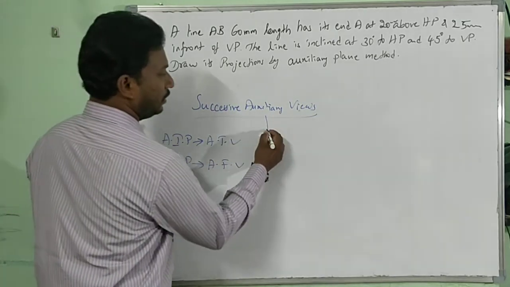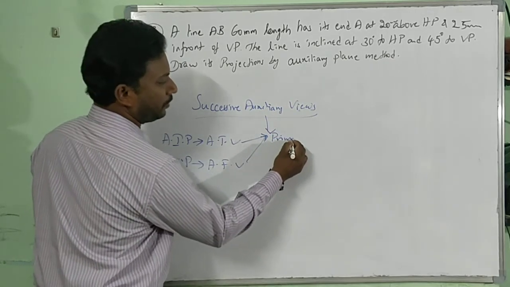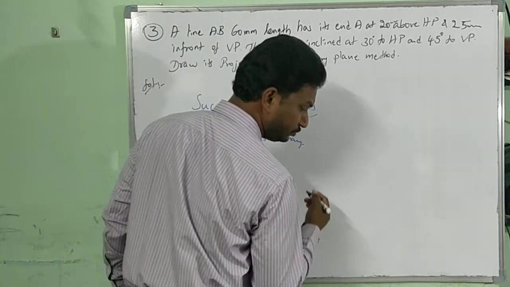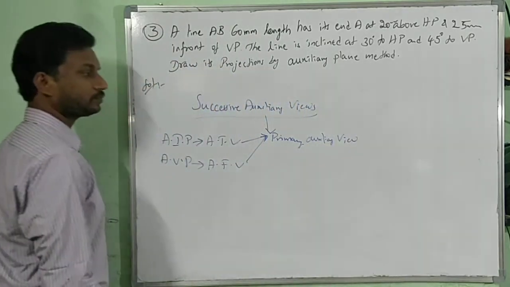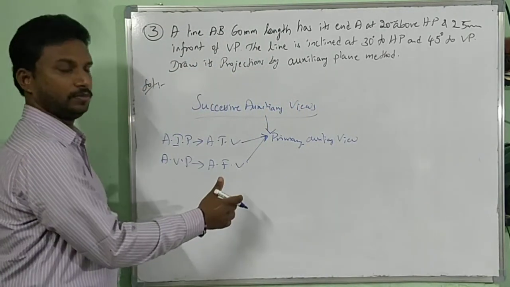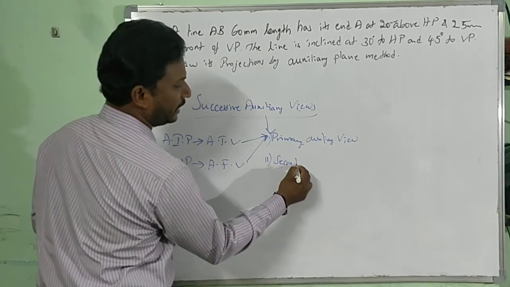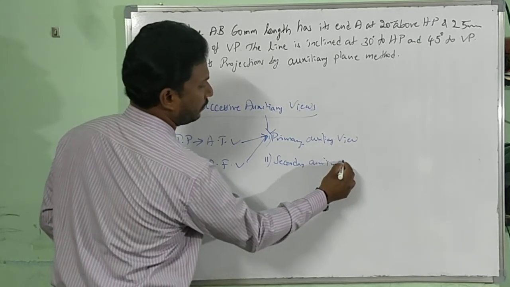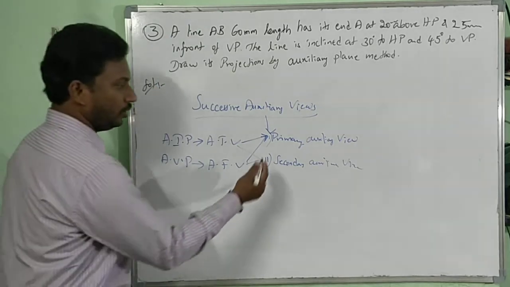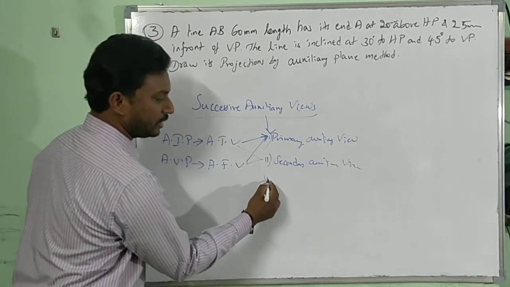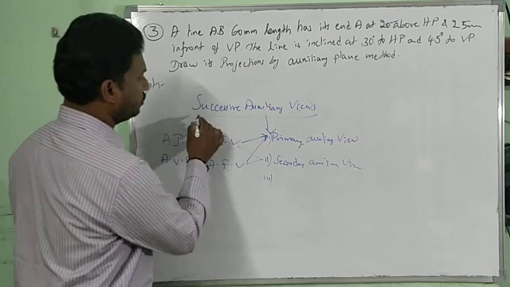The first step, you can use this or this, anything, right? It is called the primary auxiliary view. You can take any one help. Same way, this is the first stage. Second stage, secondary auxiliary view. You can take both, depending upon the question. Now, primary auxiliary view, secondary auxiliary view, and number 3, right?